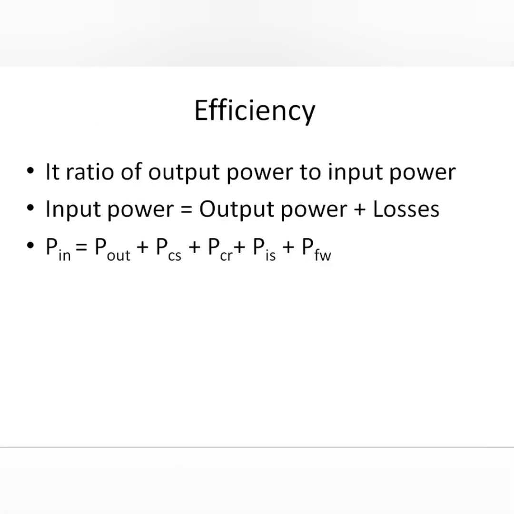So the efficiency of the motor is given by the ratio of output power to the input power, whereas the input power is nothing but the sum of output power and the losses. So we can say that input power is equal to output power plus the stator copper loss, rotor copper loss, stator iron loss, and frictional and windage losses. So once we know all these losses, we can calculate the efficiency by the formula. Efficiency is ratio of P out upon P in.